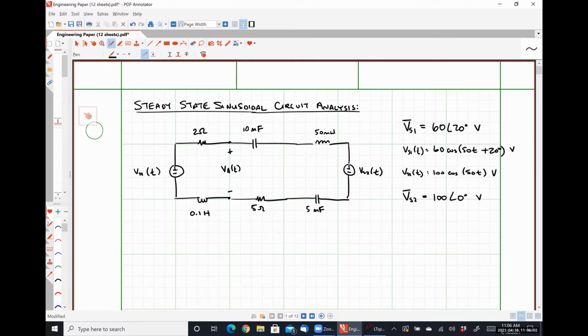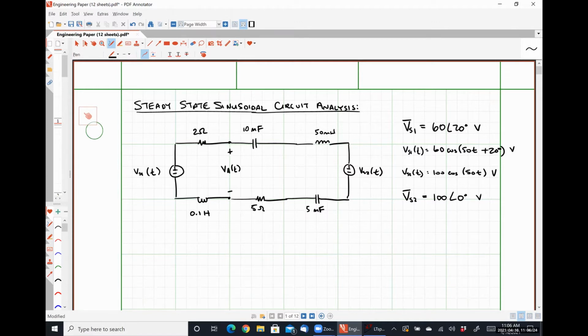Just to test your acumen, what if instead of 100 cosine 50t, we had listed it as 100 sine 50t? What would we need to do? Subtract 90 degrees. Okay, great. So you are all paying attention. All right, we've converted our voltage sources over to the frequency domain.